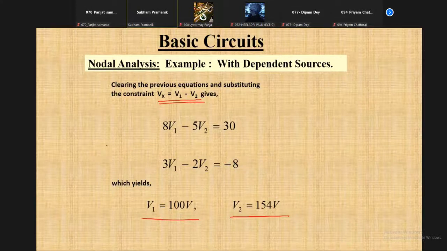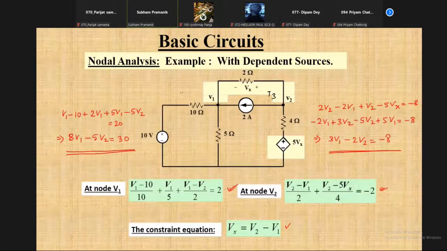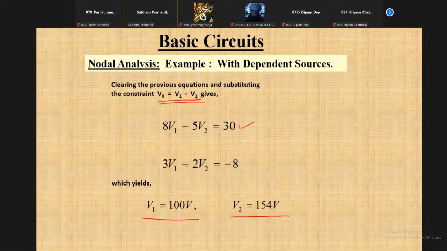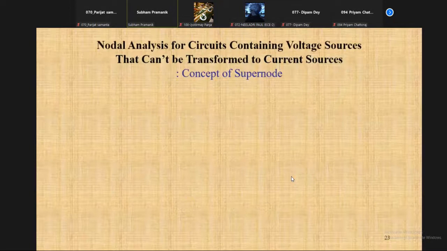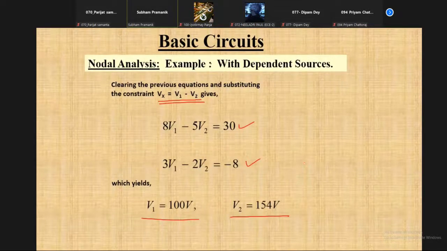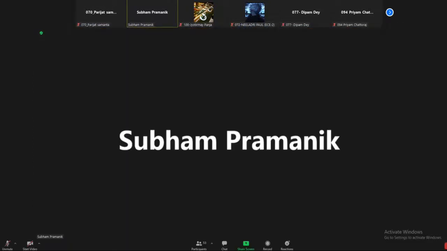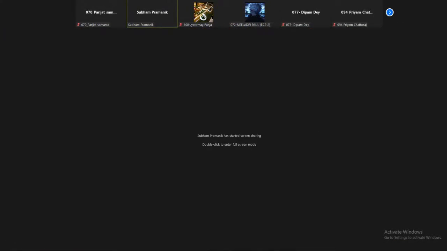8V1 minus 5V2 equals 30. 3V1 minus 2V2 equals minus 8. Right, so solving this we can get the answer. Then the concept of supernode, but I don't think I have time to do it. So just tell me if you have any question regarding this.